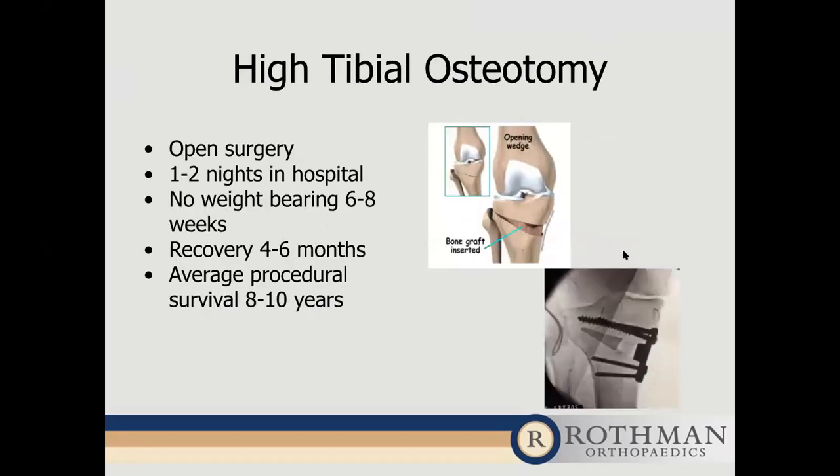This is what it looks like right here. This is the bone. We use hardware to hold this in place. We put bone graft in to basically wedge the tibia open to make the weight-bearing surface more through the outside part of the knee instead of the inside part of the knee, which is typically more osteoarthritic. It's a long recovery, about 6 months. And usually we can get about 8 to 10 years out of this procedure before somebody may ultimately need a knee replacement.